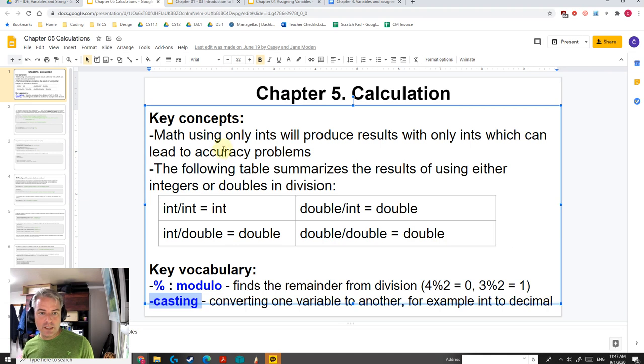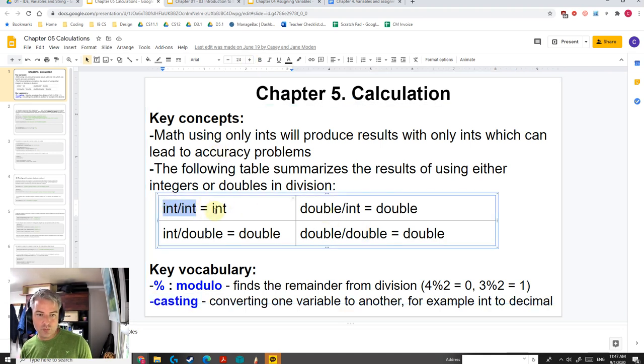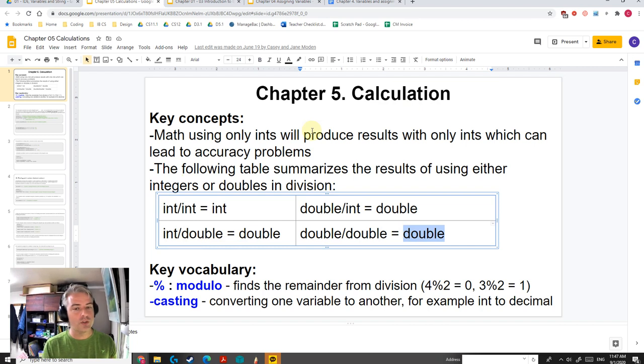The reason why is if we look at this table here. When we divide an integer by an integer, we get an integer as a result. But anytime we make one of these things a double, the result will be a double. So if we divide a double by an integer, we'll get a double. If we divide a double by a double, we get a double. Integer by double, we get a double. Doubles take up more room in the computer, but they contain more information, including decimals.